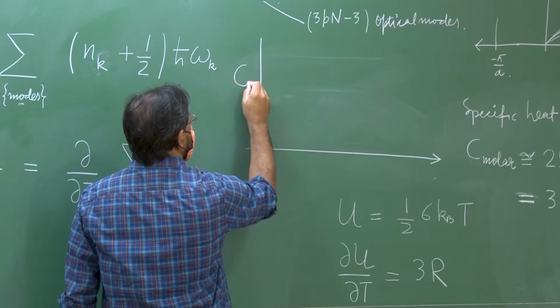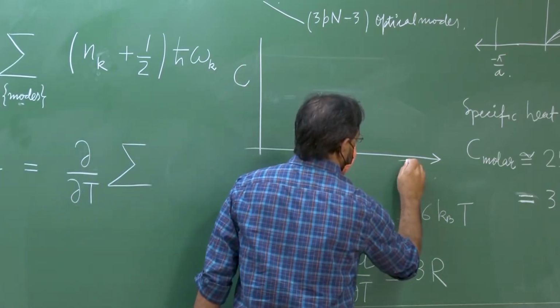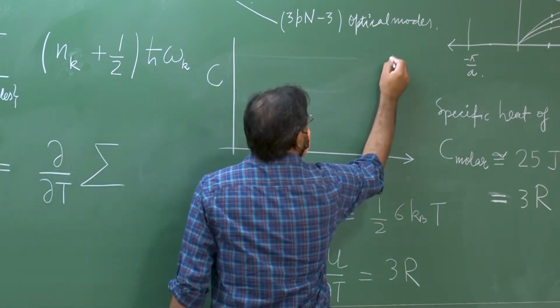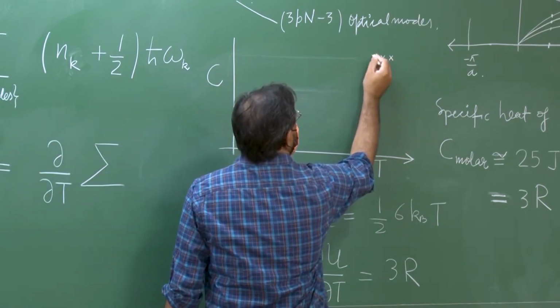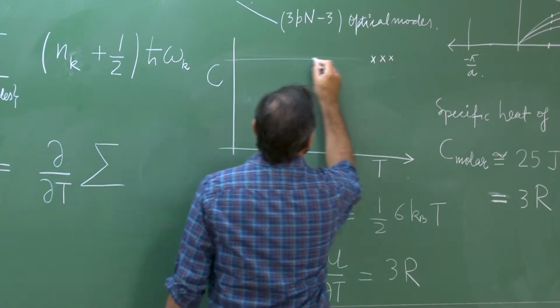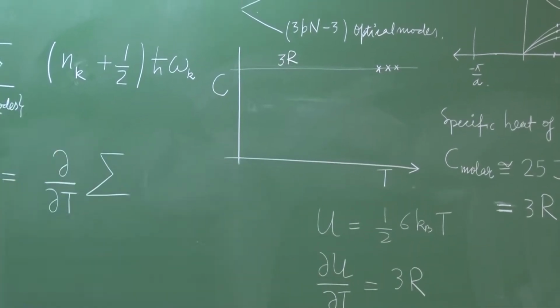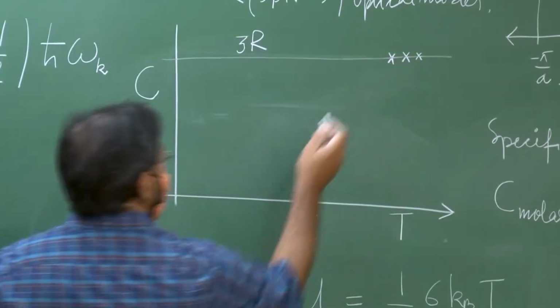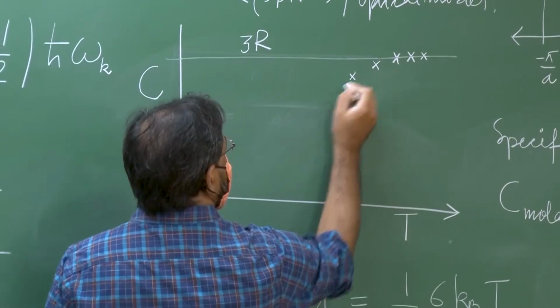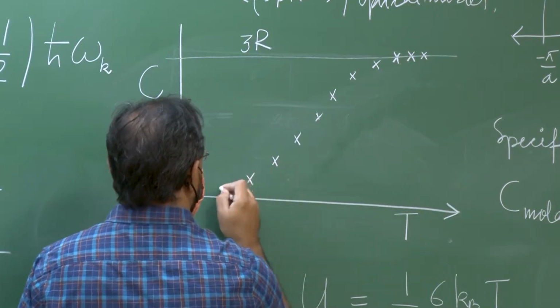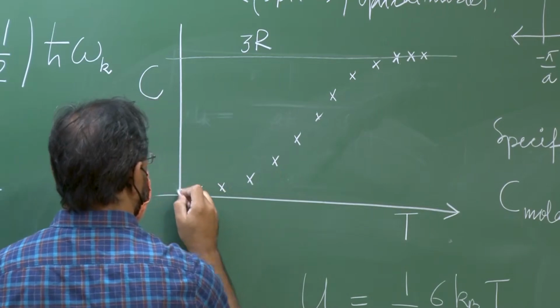So, if I plot C as a function of temperature, which is one of the classic experiments that you do, measure the specific heat of a solid as a function of temperature, what you would see is that it is indeed close to the limit given by the two French scientists, 3 R. But as you start cooling down the sample, it starts dropping, drops, drops, and goes to 0.